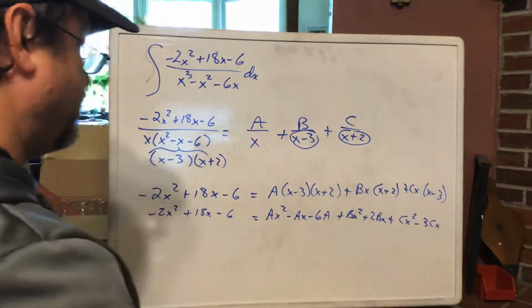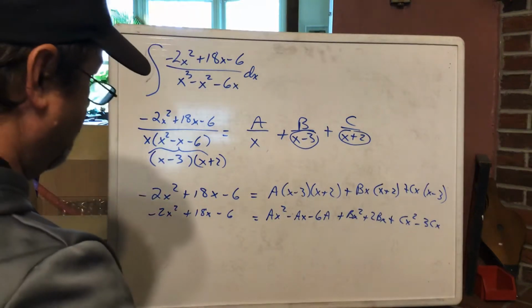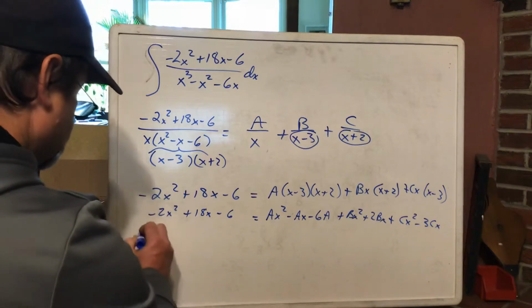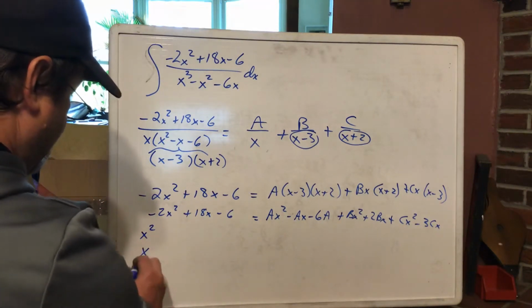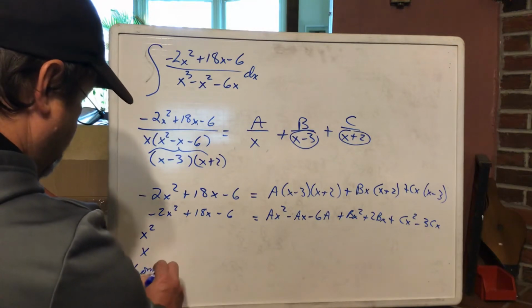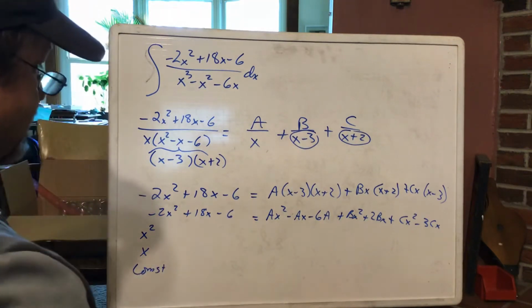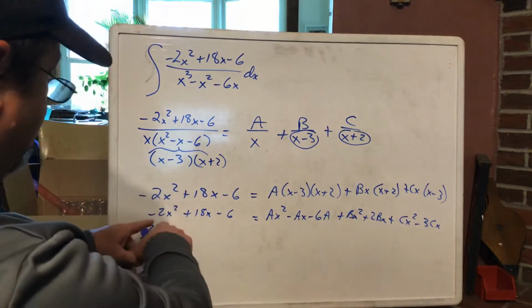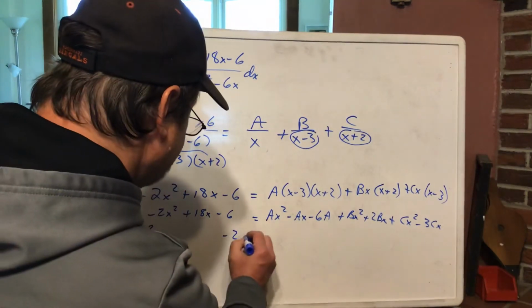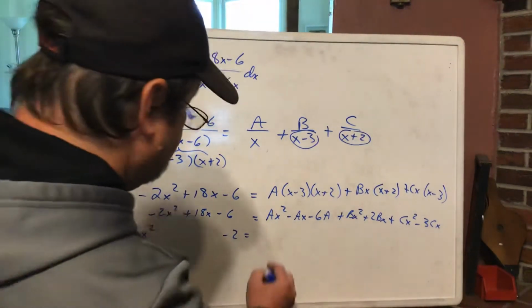I look at what I have over here, and what I'm going to end up with, now I have an x squared term as well, so there's going to be one equation related to x squared, one equation related to x, and one equation related to a constant, or we could say x to the 0, x to the 1, x to the 2. So my x squared equation, what do I have? On this side I have nothing but negative 2. On the right hand side I have a plus b plus c.